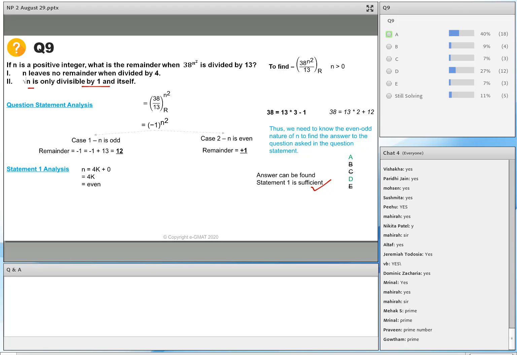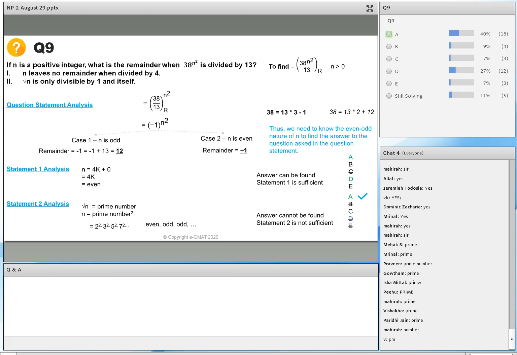I'm talking about a prime number, right? Perfect. So root of n has to be a prime number. If root of n is a prime number, n has to be a prime number's whole square, right? N has to be a prime number's whole square. So what are the different prime numbers? N can be even, n can be odd as well, right?